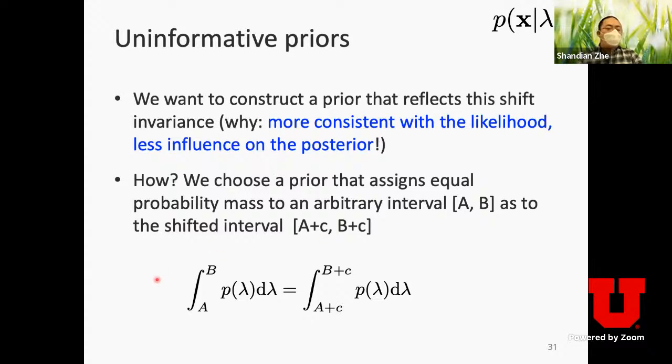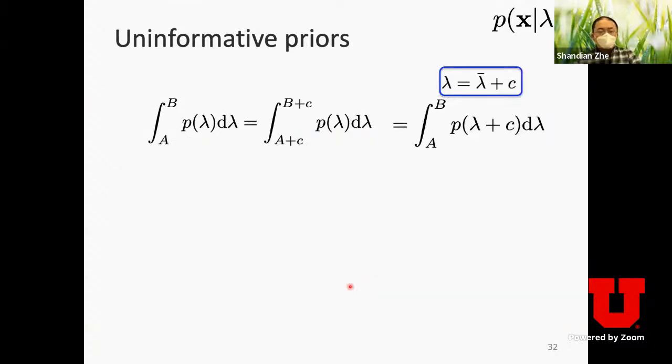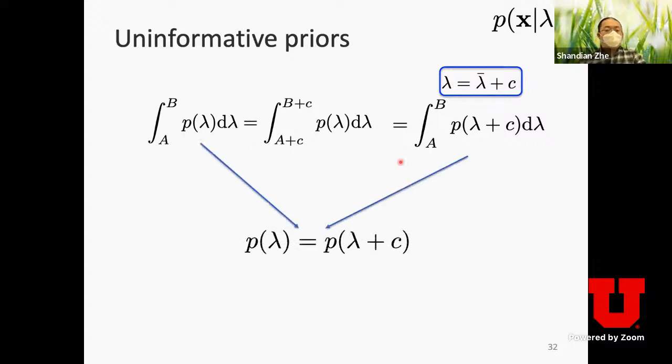So that means you have to pick a prior density of lambda which satisfies this equation for arbitrary a, b, and c. We have shown that in the last lecture, so we just quickly go through it. If you do some simple integral variable transformation, you see that P of lambda will be proportional to a constant, meaning that if you choose P of lambda to be a uniform distribution, it will satisfy the shift invariance.